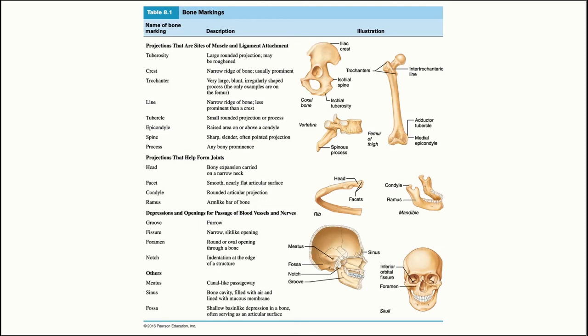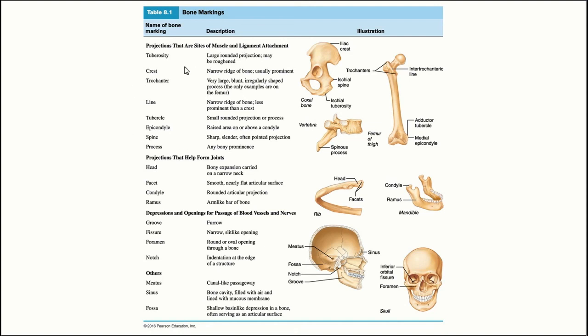Hopefully what I've given you the impression of by now is that the external surfaces of bones are not smooth and featureless. Instead, they have really distinct markings, which we call bone markings, that tell us what kinds of structures attach to those bones or what kinds of structures pass through those bones. So what I'd like you to do is, in either your lecture textbook or your lab manual, review all of the projections that are sites of muscle and ligament attachment.